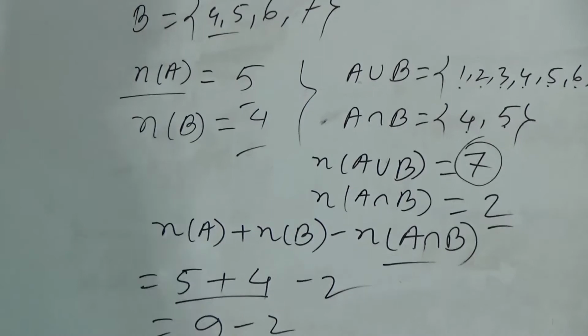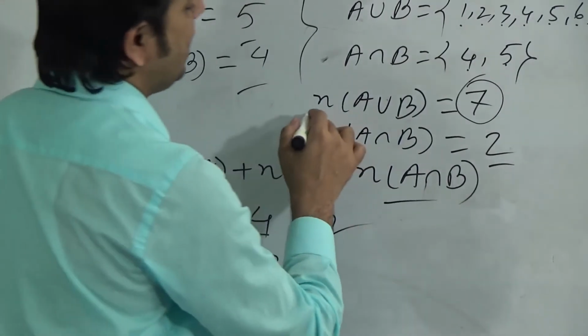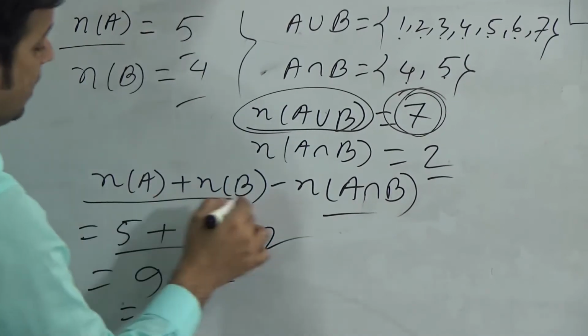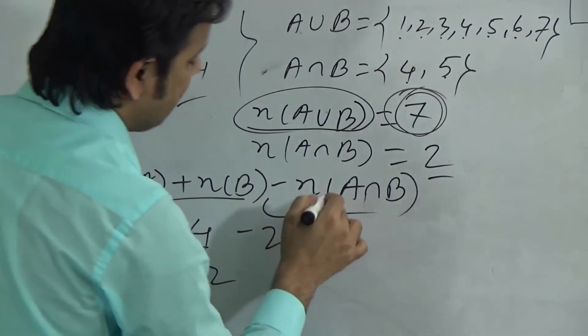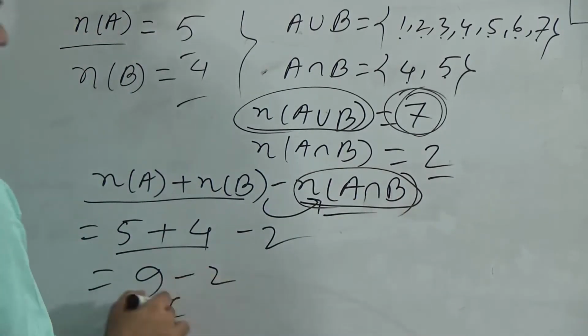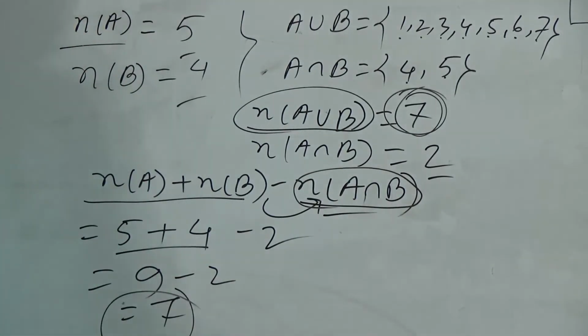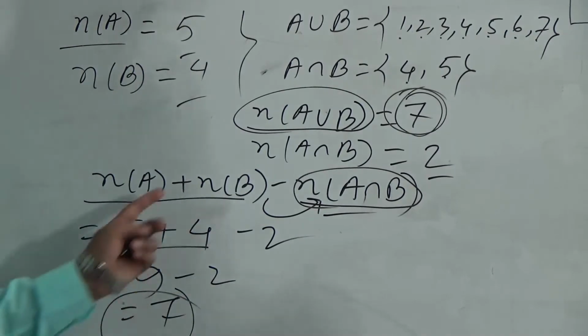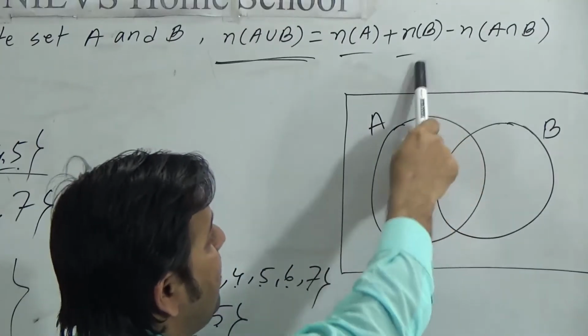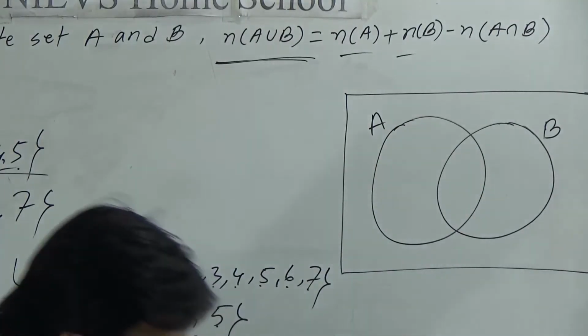So we can say the number of elements of A union B is 7 here, and the sum of these two and then subtract this number of elements of A intersection B, that will be equal. That is also 7. So we can say number of elements of A union B is equal to number of elements of A plus number of elements of B minus number of elements of A intersection B.